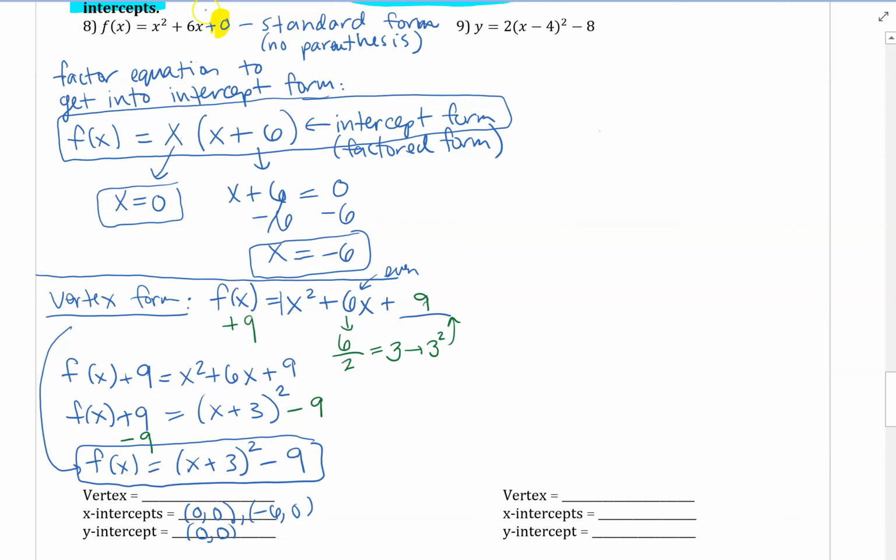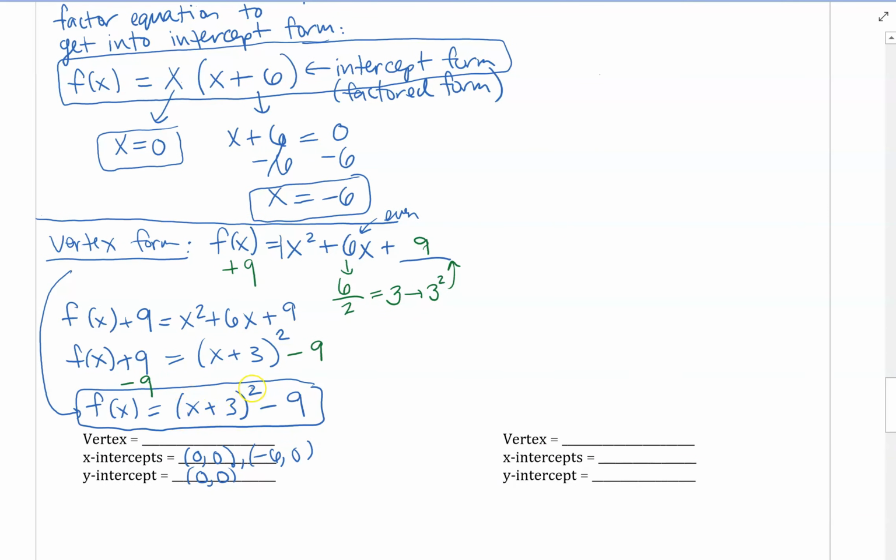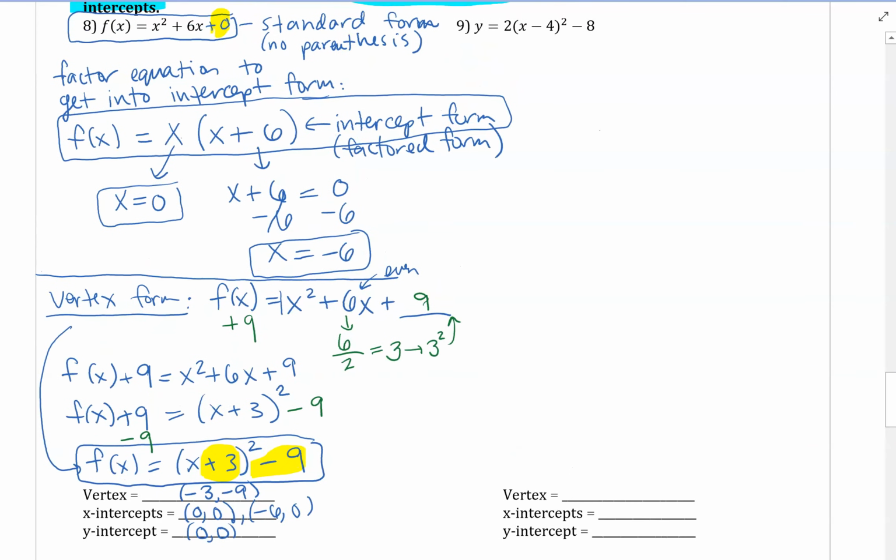So here we had all 3 forms. Standard was the one we were given, x squared plus 6x. Intercept form was when we factored it, x times quantity x plus 6. Vertex form is when we completed that perfect square and got x plus 3 quantity squared minus 9. I can now see from the vertex form that I have a vertex of negative 3, because remember h is opposite sign, and negative 9. So I'll keep track of that down here on my little answer key. And that was example 8.